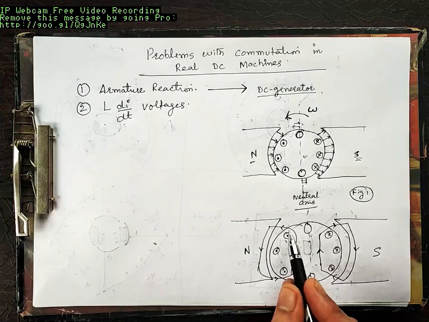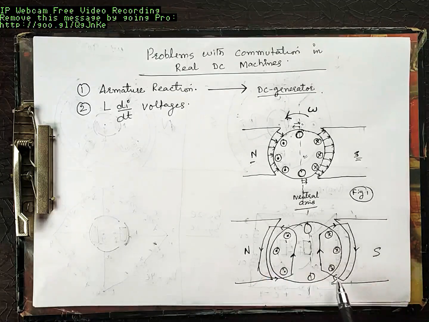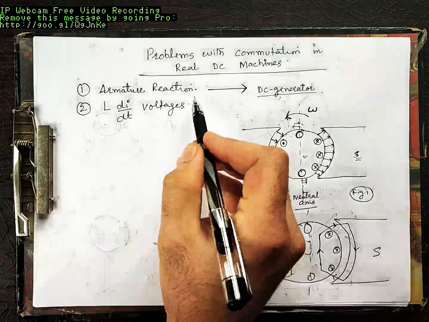Magnetic field because of these conductors, anti-clockwise; magnetic field because of these conductors, clockwise. Now let me define armature reaction.